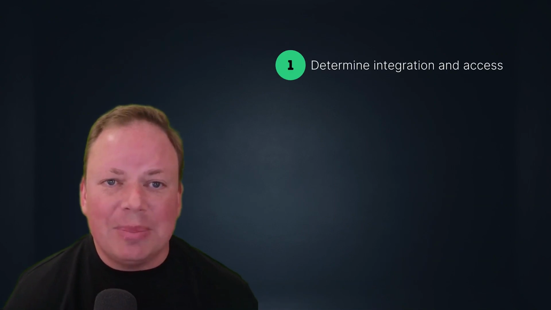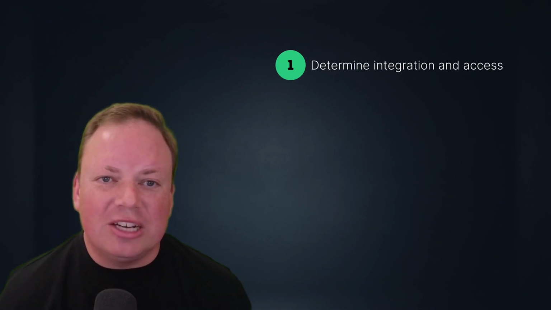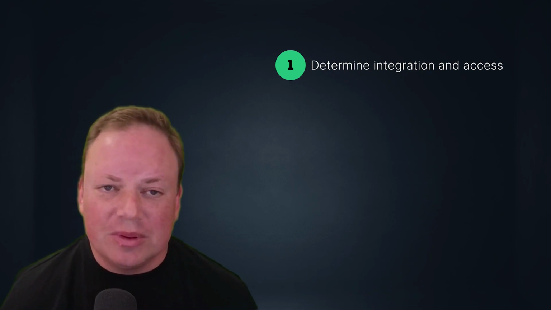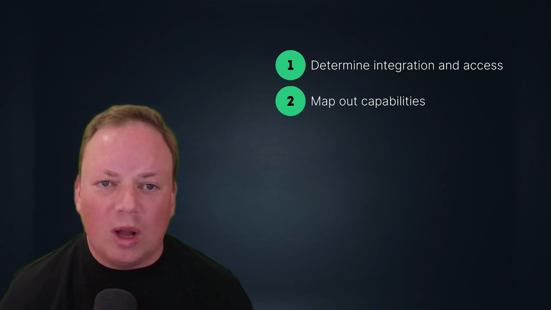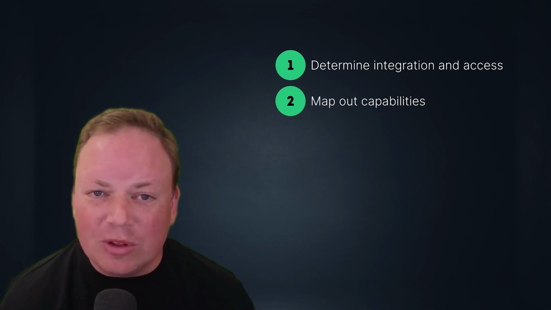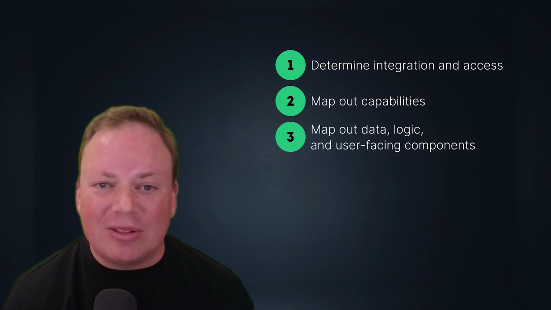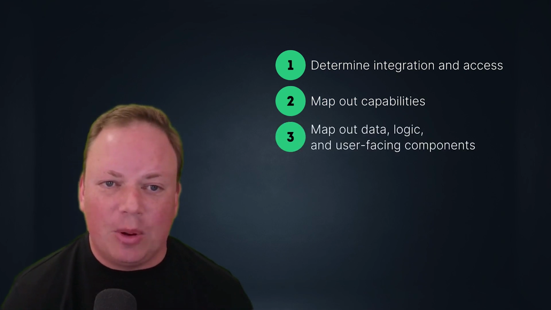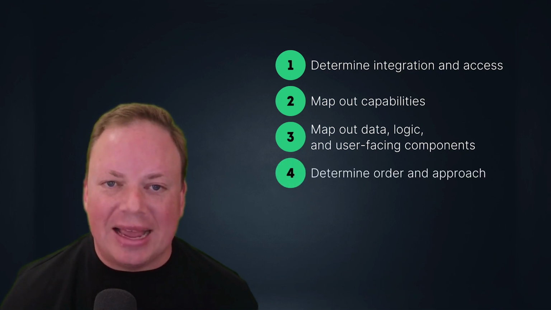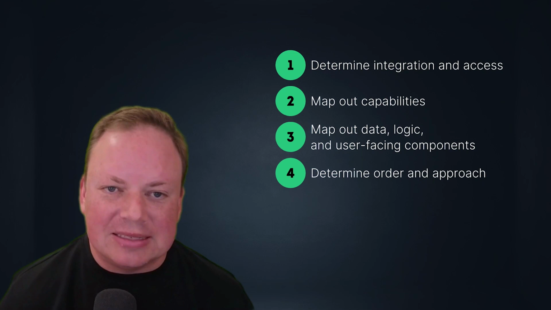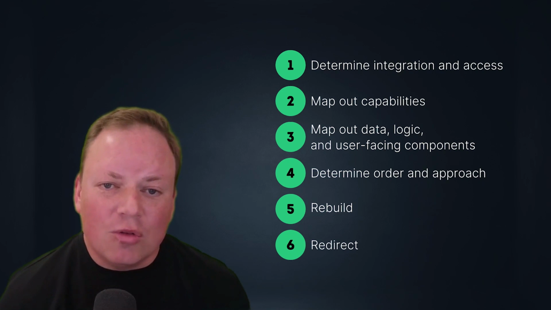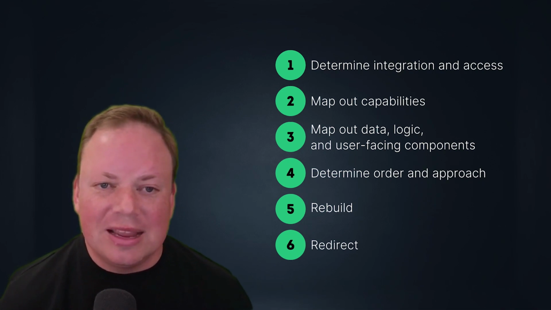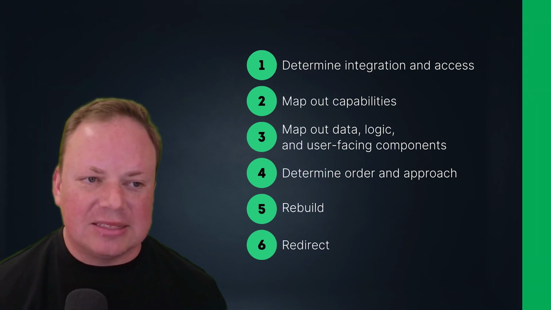Here are the steps for the Strangler pattern. First, probe your monolith. Can it play nice with new systems? What are the integration points and access patterns you can leverage? Next, map out the capabilities of your existing system, then determine which ones need to be recreated. Once you have those selected, take a deep dive, mapping out the data, logic, and user-facing components. Now, plan your attack. Decide how each piece will be replaced. Rebuild the functionality in a more modern style. Finally, redirect the users to the new service. Now, let's break down each step of the process.